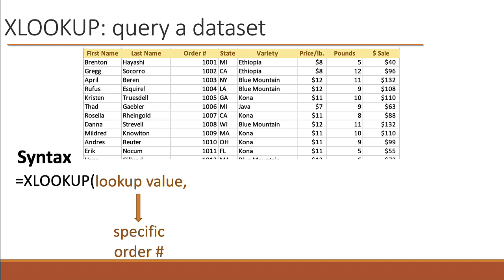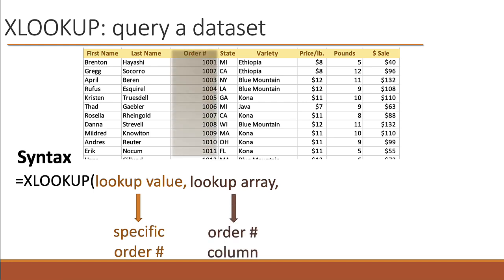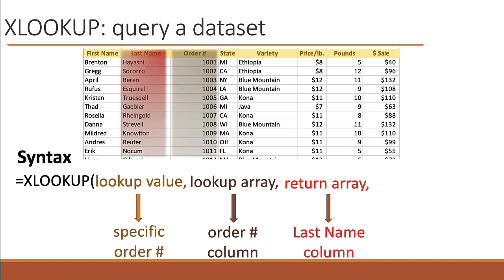So in this case, it's going to be the order number. This has to be a unique number, right? Order numbers are unique. Think of employee IDs, social security numbers, stuff like that. The second argument is the lookup array. Where are you going to find that order number? In this example, it's going to be in that column called order number. The third argument: now that you've identified the particular record, because you know the order number and you know where to find it, what information do you want the function to return to you? For example, you might want the last name, and that's what we saw a moment ago.